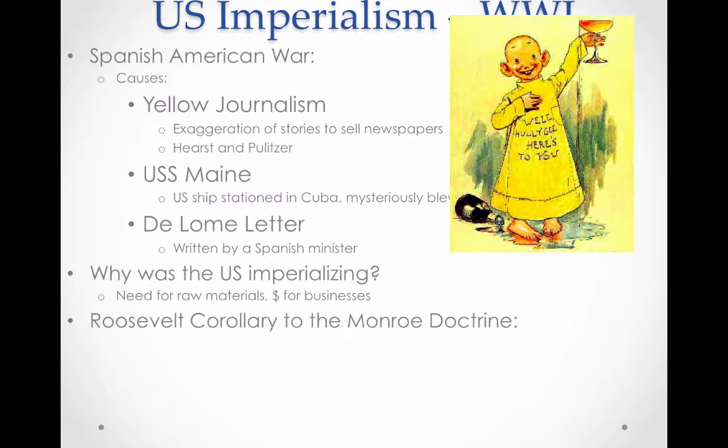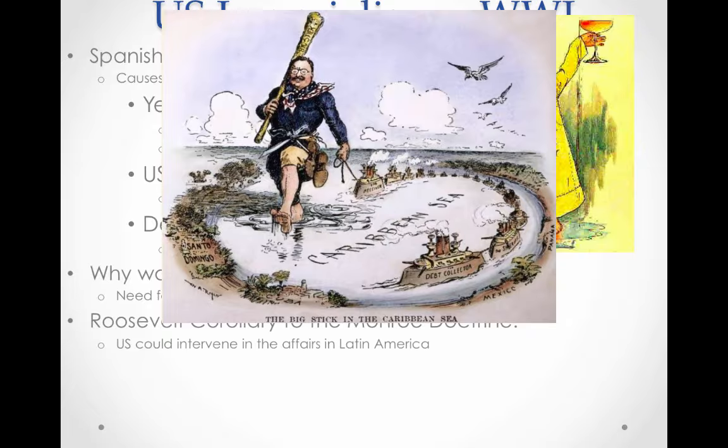All right, so let's talk about the Roosevelt corollary to the Monroe Doctrine. Let's go back really quick. Monroe Doctrine said, Europe, you stay out of Latin America, we'll stay out of European affairs. What the Roosevelt corollary does is it takes a step further, and the U.S. can now intervene in the affairs of Latin America.